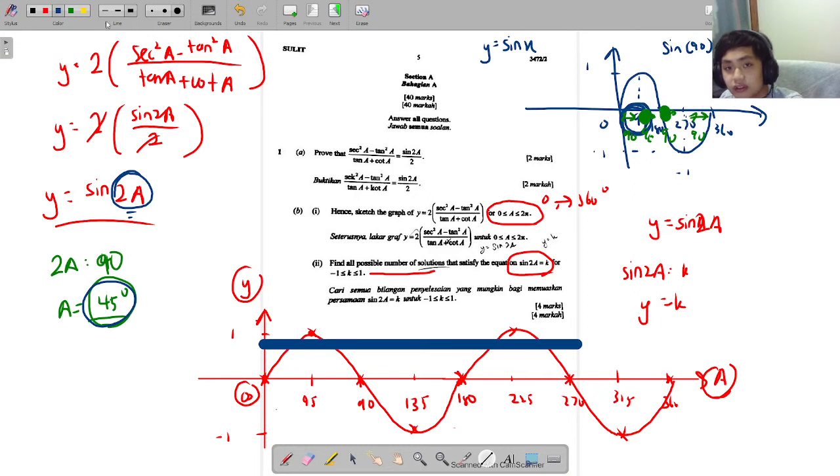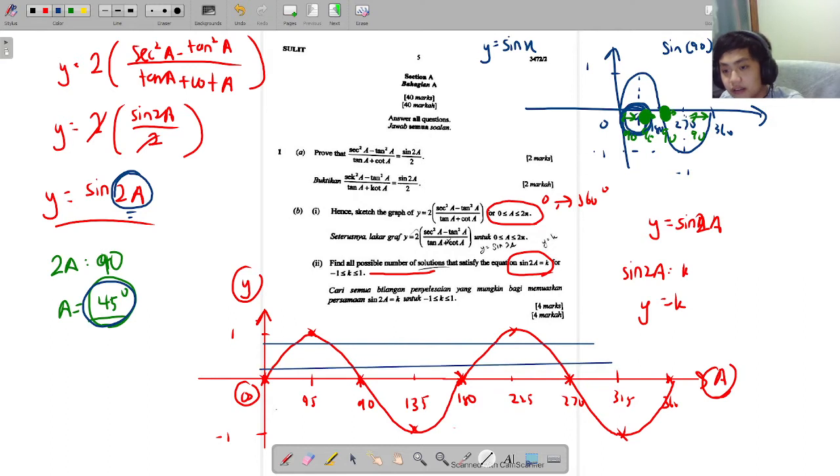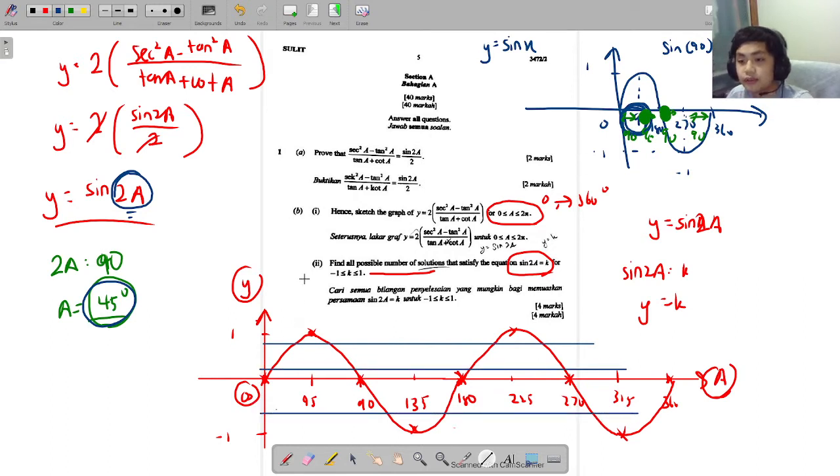So essentially what they're doing here is asking us, what if I drew a line here? Oh wow, that's very thick. What if I drew a line here? What if I drew a line here? What if I drew a line here and so on and so forth, right? So they are looking for how many possible solutions.